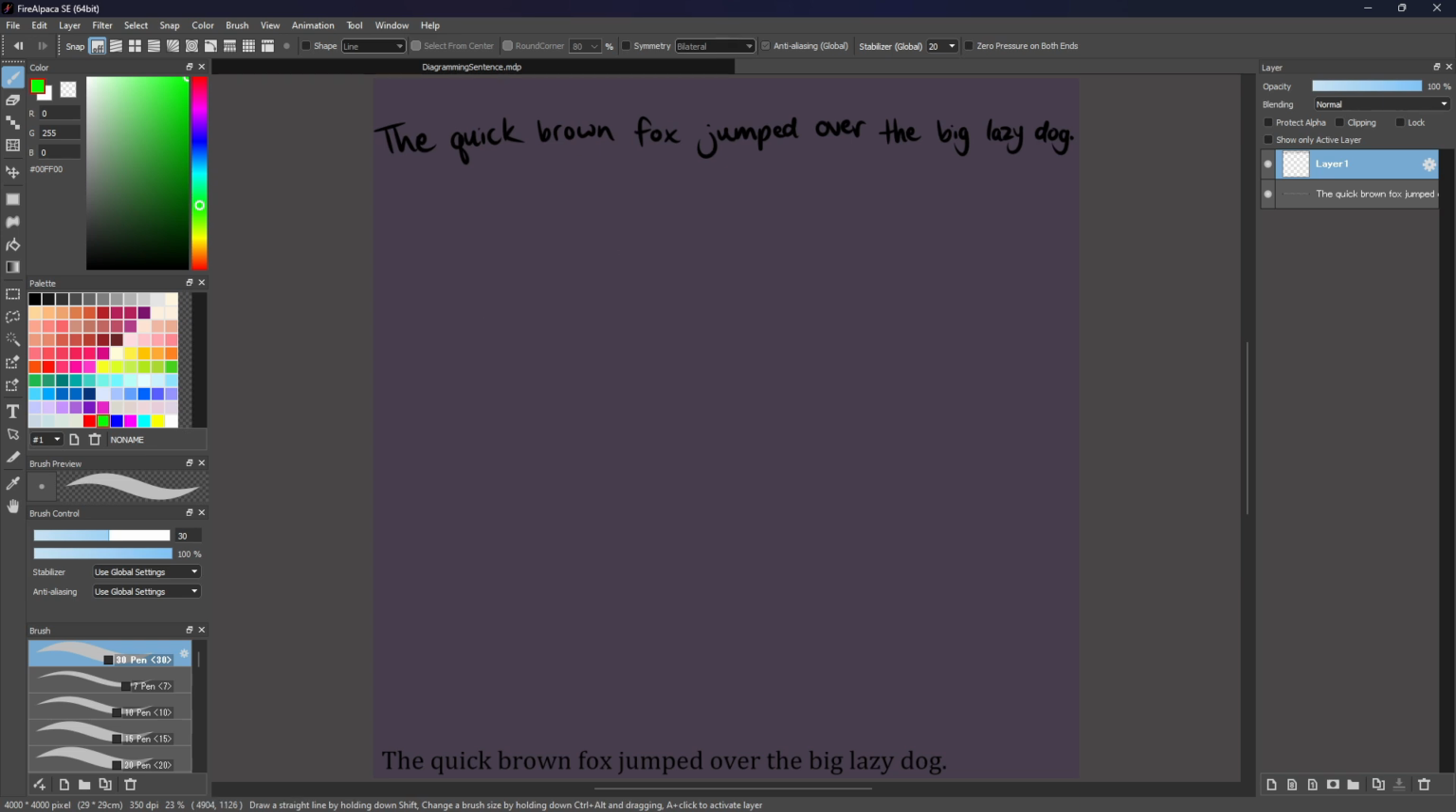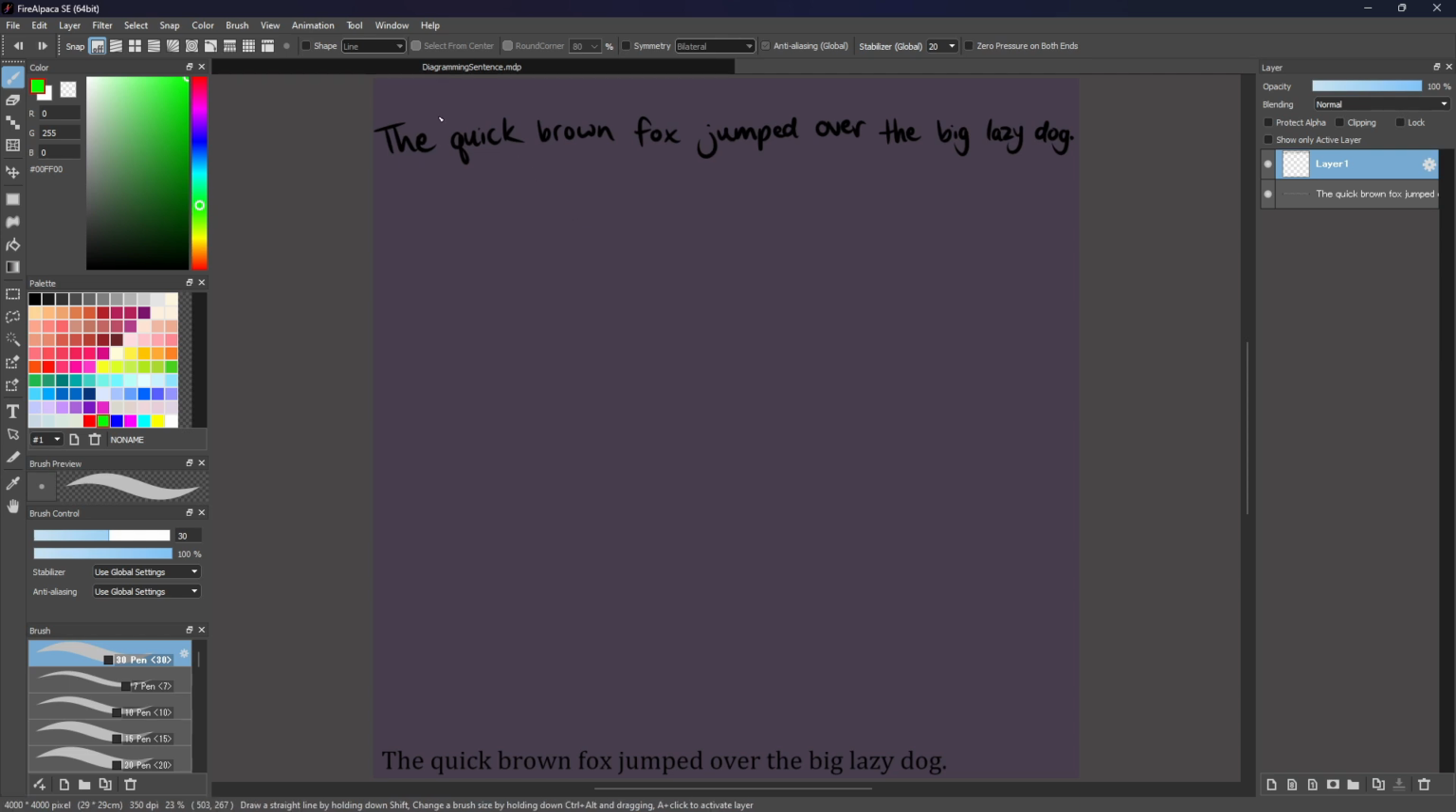Now, the sentence we're going to be working on for the rest of the video is this one. The quick brown fox jumped over the big lazy dog. Okay, so let's start with what we already know first. All sentences have a subject and a verb. So let's find the subject here. Some might guess that the subject is "the," because "the" is the first word. But that's not actually right.